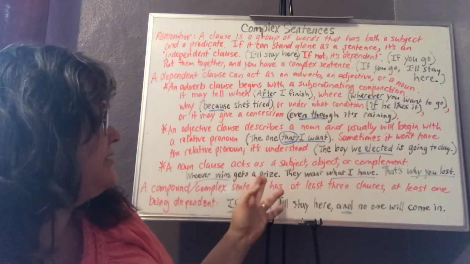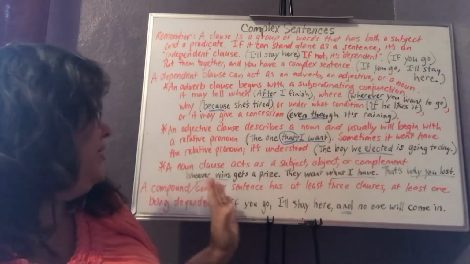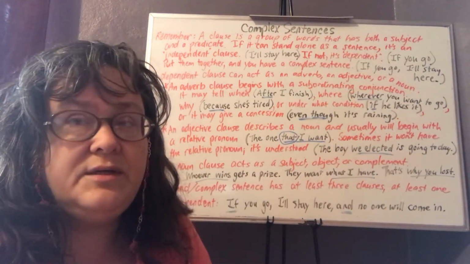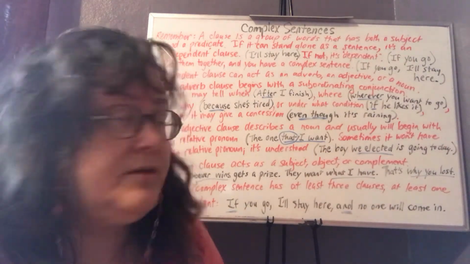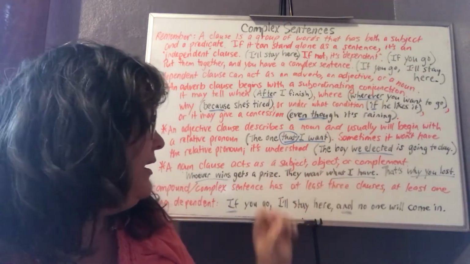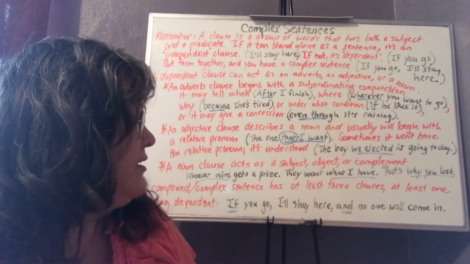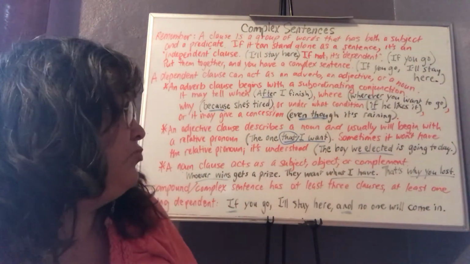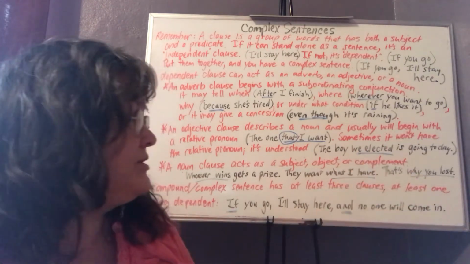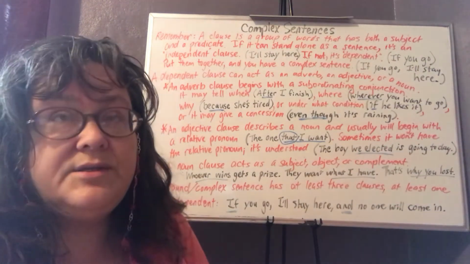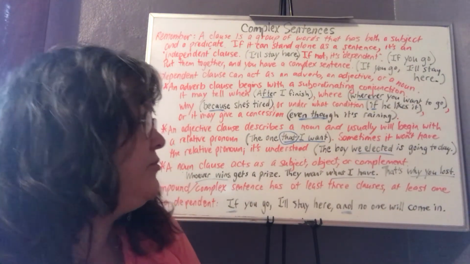A noun clause acts as a subject, object, or complement. So I have an example of each one of those here. Whoever wins gets a prize. So whoever wins is the dependent clause that's acting like a noun, i.e. in this sentence, the subject. They want what I have. And this dependent clause, what I have, is acting like the direct object of the sentence. It's what they want. They want what I have. And that's why you lost. In this case, why you lost is the dependent clause acting like the predicate noun, which is a complement.